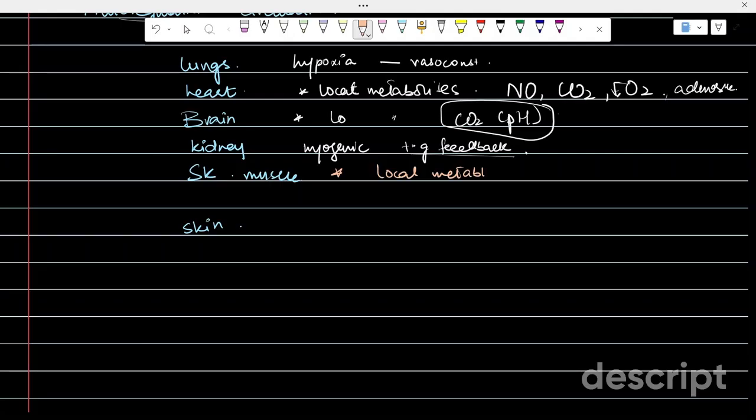And the local metabolites, let's learn them with the mnemonic CHALK. So CO2, hydrogen ion, that means the pH, adenosine, lactate, and potassium ion. All of these maintain the skeletal muscle blood flow whenever it is working. At rest, the sympathetic tone maintains the blood flow.